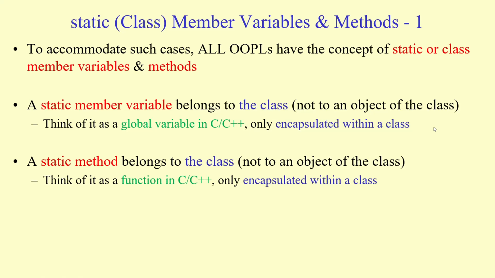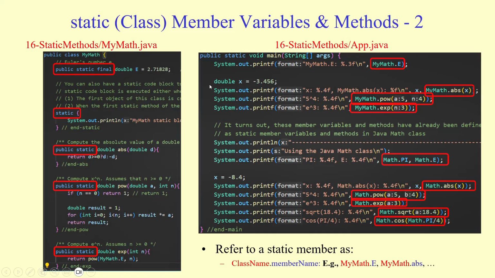A static member variable belongs to the class, not to an instance or object of this class. Think of it as a global variable in C, C++, only encapsulated within a class. Similarly, a static method belongs to the class, not to a particular object or instance of the class. Think of it as a function in C, C++, only encapsulated within a class. Here is the new implementation of myMath class.